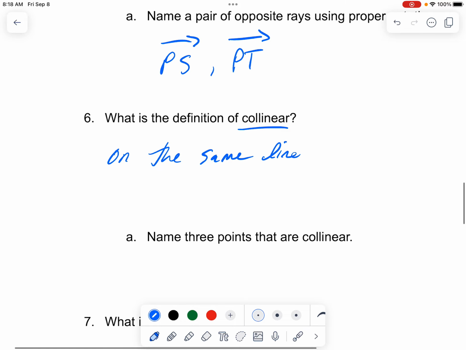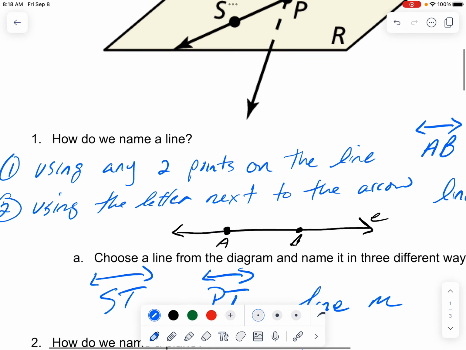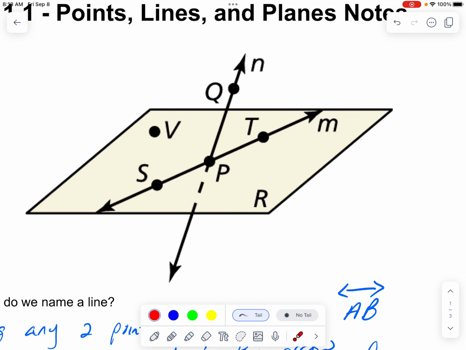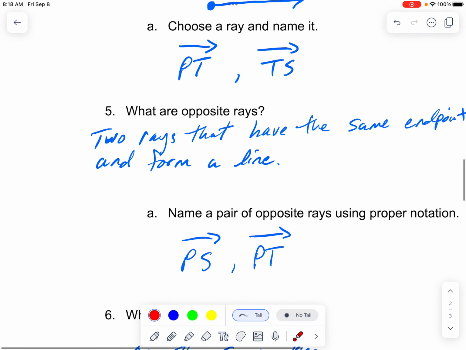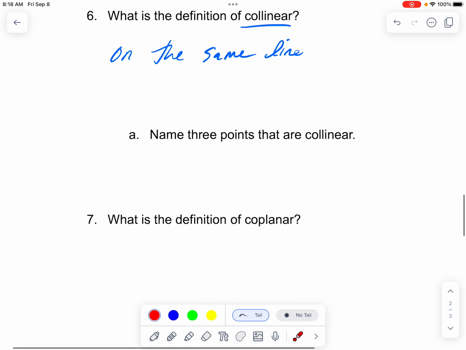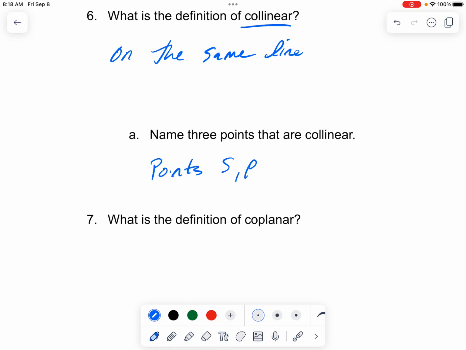So part A, again, I would pause, check your diagram, maybe come back. So 3 points that are collinear. There's only one line that has 3 points on it, and that's this one. So we could say that points S, P, and T are collinear because they are all on the same line. So we would say points S, P, T are collinear.